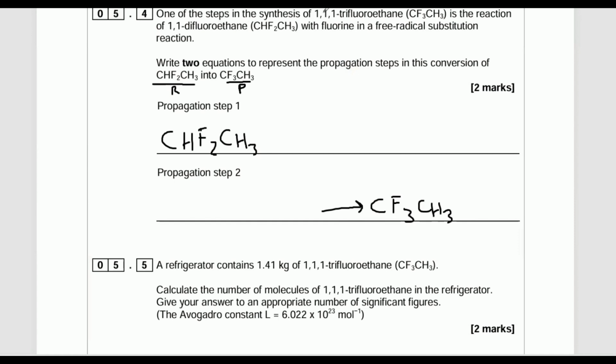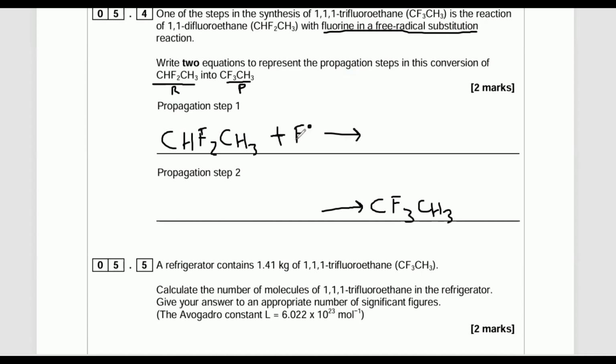Well, it says one of the steps in the synthesis of 1,1,1-trifluoroethane is the reaction of 1,1-difluoroethane with fluorine in a free radical substitution. So guess what? We're going to have a fluorine free radical, because they've told us it's free radical substitution, it's propagation. All propagation steps start with a free radical. So when you see the word propagation, it starts with a free radical and creates a free radical. So I need to create a free radical here.